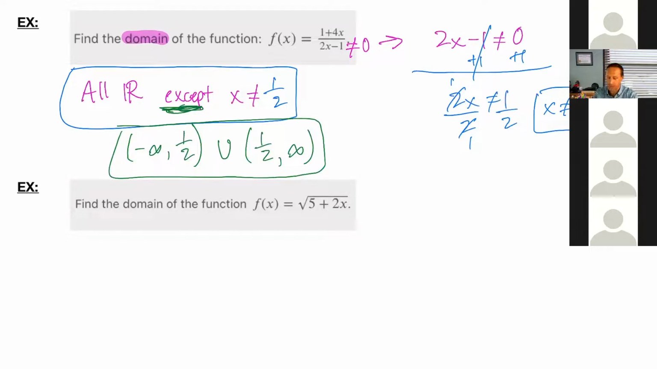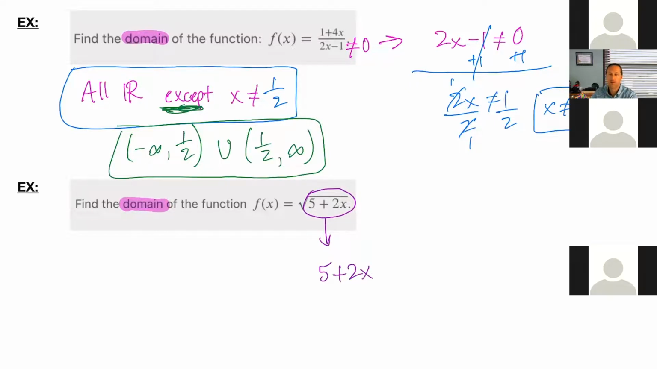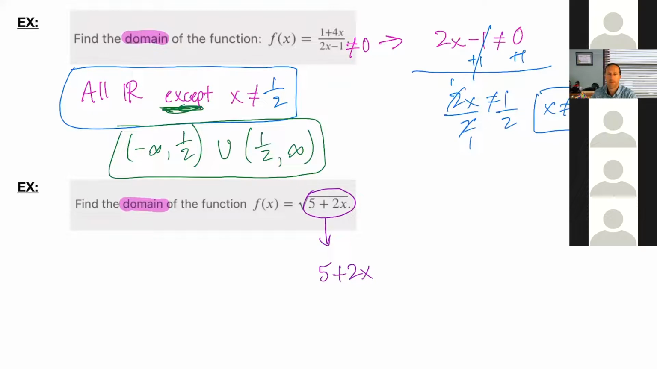How about the domain of a radical? What do we say we don't know how to take the square root of? We don't know how to take the square root of negative values. So how can we ensure that we don't get a negative? What does that mean on our number line? It would have to be greater than what? 0. Or equal to. Very good.